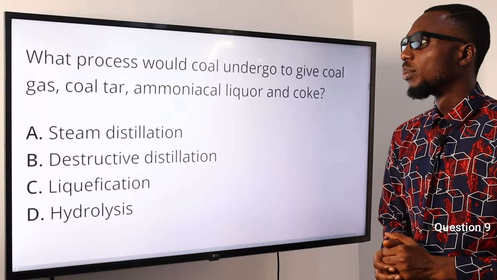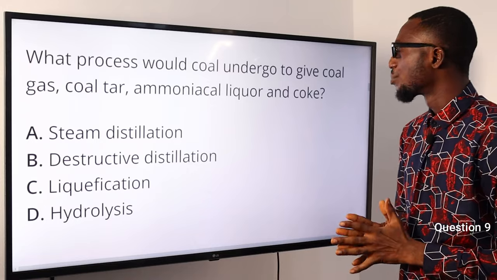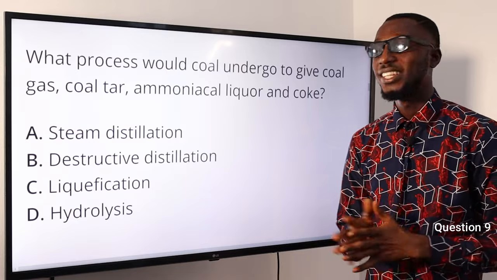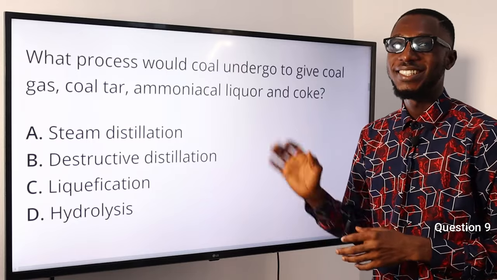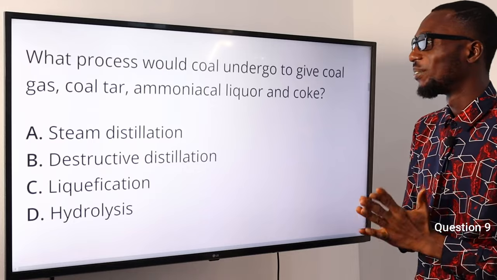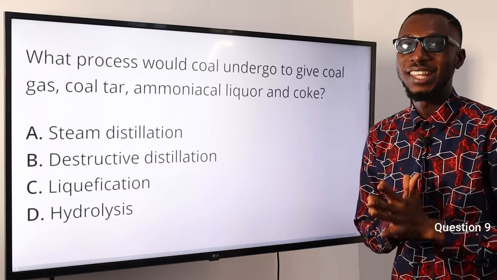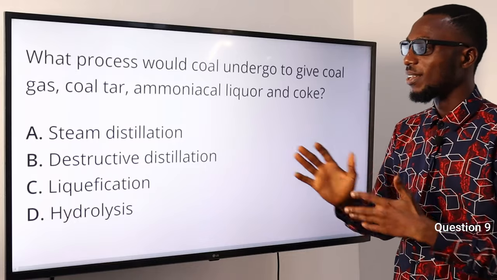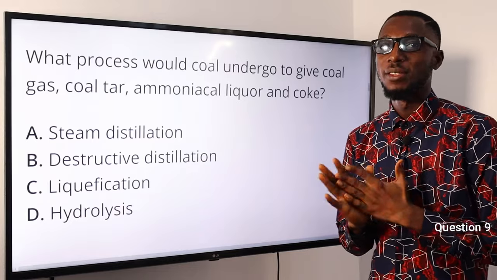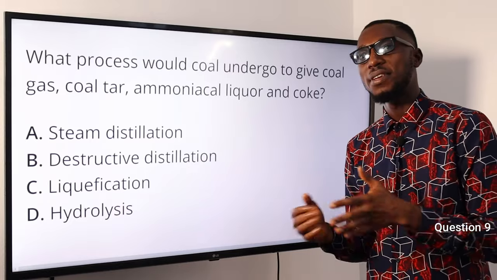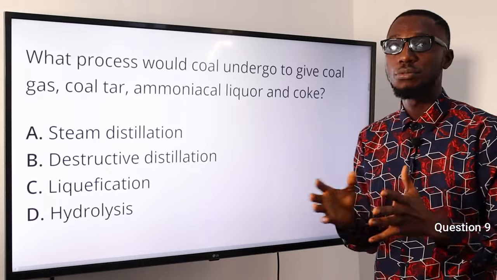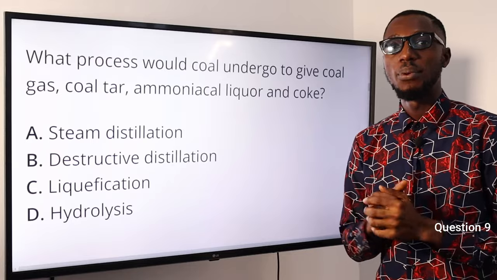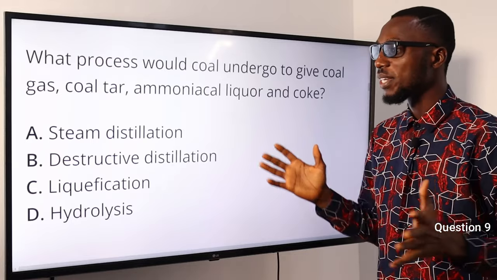Number 9. What process would coal undergo to give coal gas, coal tar, ammoniacal liquor, and coke? This coke is not the regular soft drink that you take. This is a mineral. The process that will give you all of this is destructive distillation. Liquefaction is when gas moves from the vapor phase into the liquid phase. Hydrolysis is you adding water to break down a polymer into monomers.